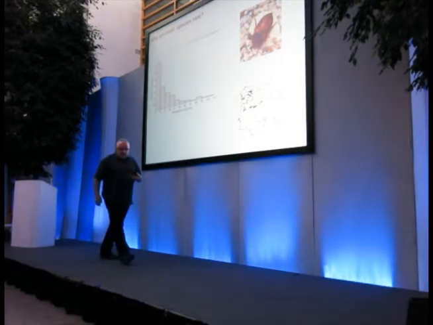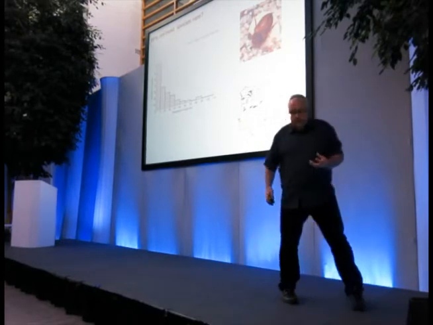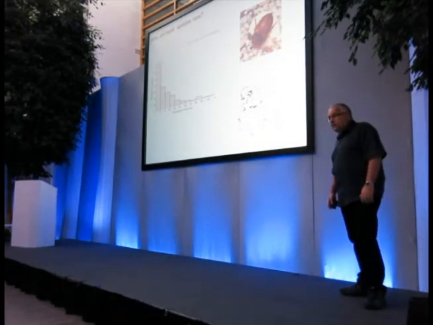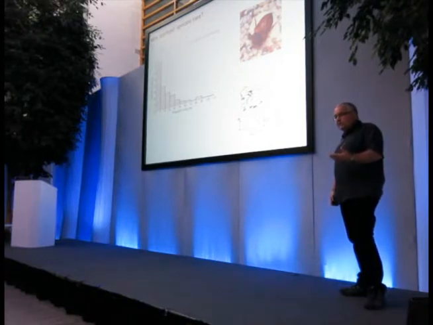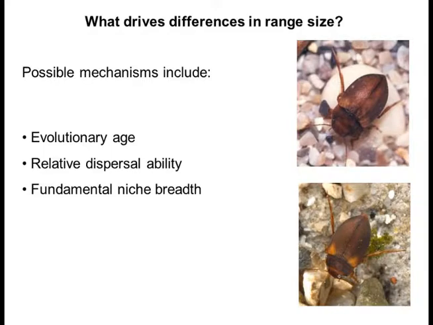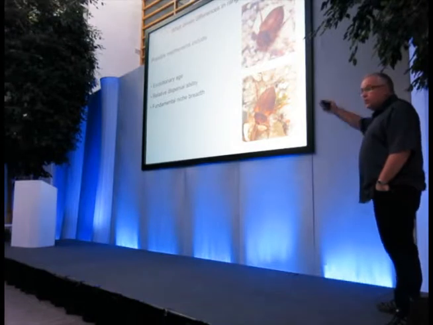And the question we've tried to address in recent years, using things like these Deronectes as a sort of model, is why is it fundamentally that most of these species are rare? What controls differences in geographical range size, for example? And if we think about it, there are, amongst others, three possible main drivers: evolutionary age, relative dispersal ability, and how broad their niches are.